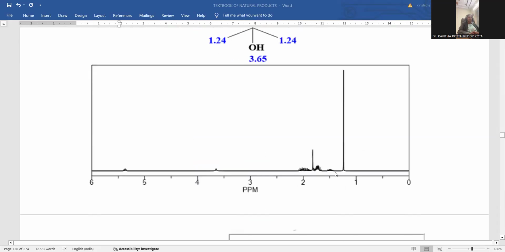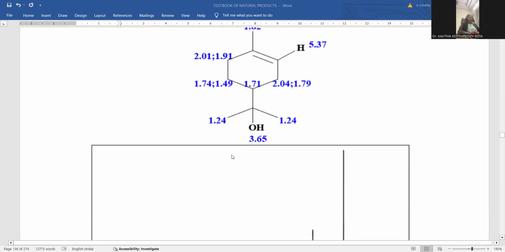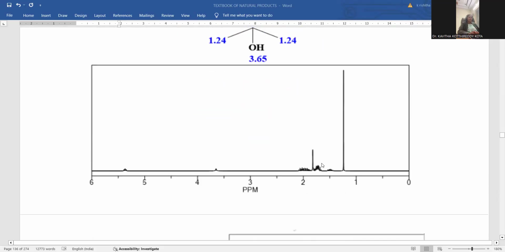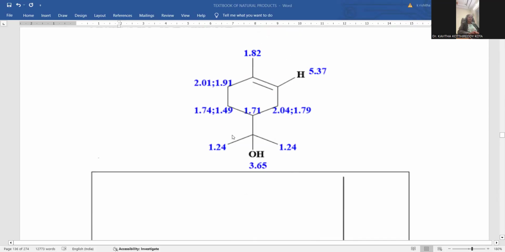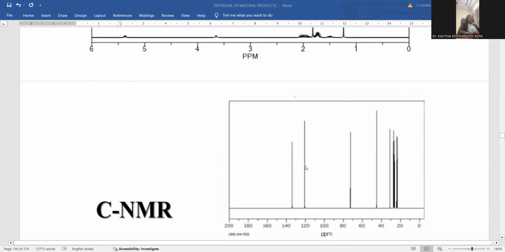This is the way 1.82 will be there, and 1.24. 1.24 is the larger one, sorry. 1.24 will be at this position. And this is the 1.74 peak, 1.49. All these come under these complex peaks only. So this is the way the entire confirmation by proton NMR spectroscopy is indicated for this alpha terpineol.